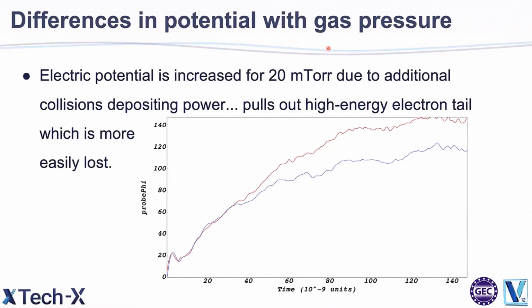If we're looking at the electric potential, this is with the probe. You can see for higher pressure, more collisions deposit more power, and it pulls out a high energy electron tail, which is more easily lost. So we saw that with just running 2 RF cycles, we can capture behavior such as showing that the potential for 1 millitorr is going to be lower than 20 millitorr, at least at startup.